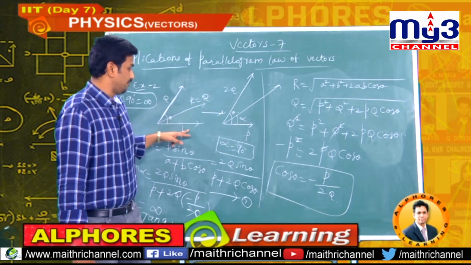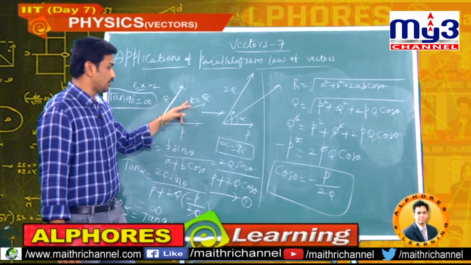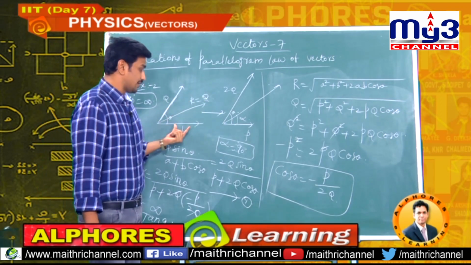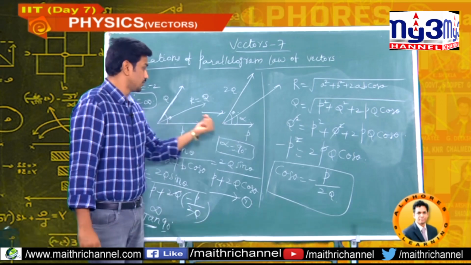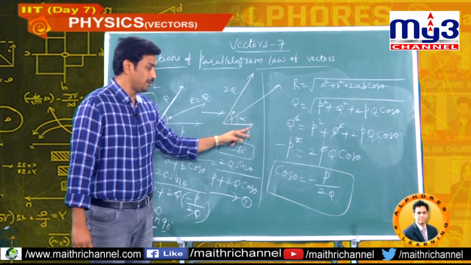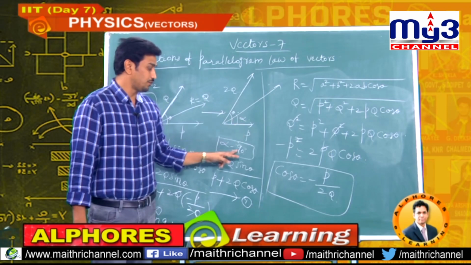So once again I will try to explain the same question. What is given? P vector and Q vector having some angle of inclination. Now the resultant of these two vectors is Q. Now what are they asking? P as it is, Q is doubled. Now the resultant is making some angle with P. What angle it is making, that is what they are asking. Alpha we should calculate.